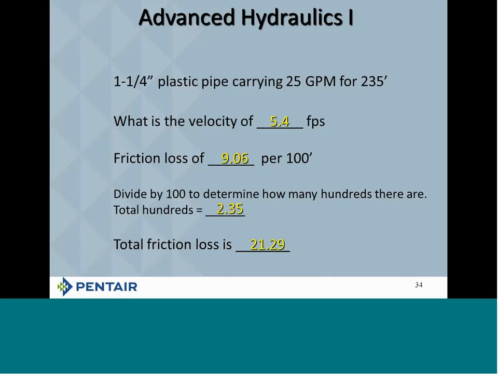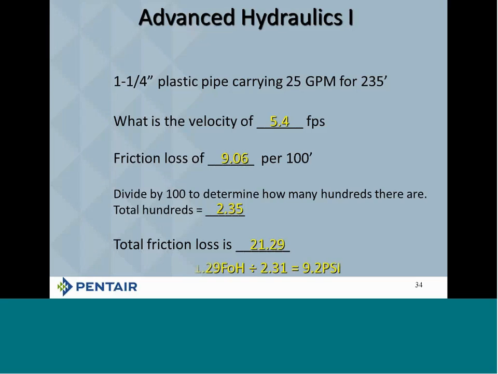Now, once again, because most people think in terms of pressure better than they do feet of head, which I guess if it was me, I'd say shame on you because I'm a pump guy. Pump guys talk feet of head. But if you don't, that's okay. We'll get you used to talking about it. You take that 21.29, you divide it by 2.31, and that comes up to about 9.2 psi.